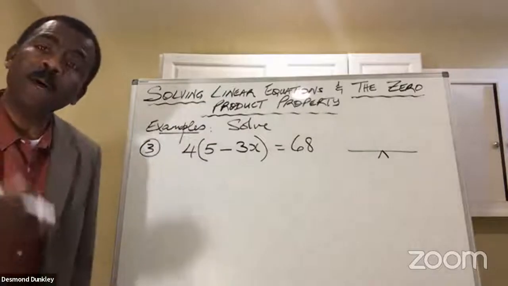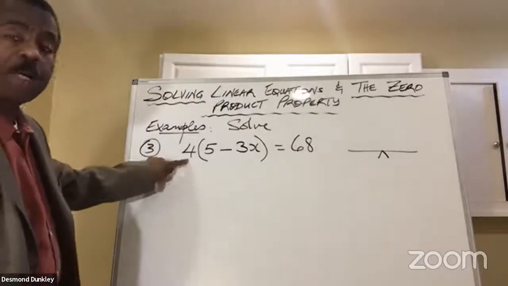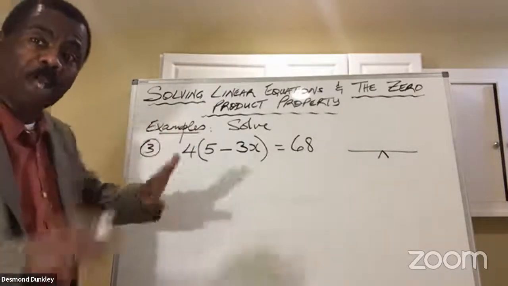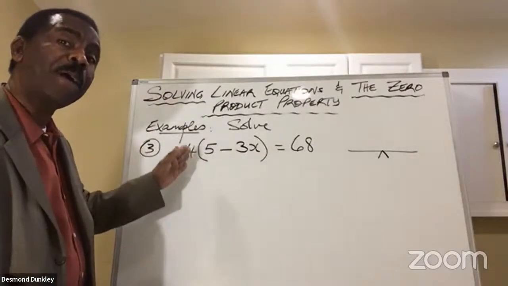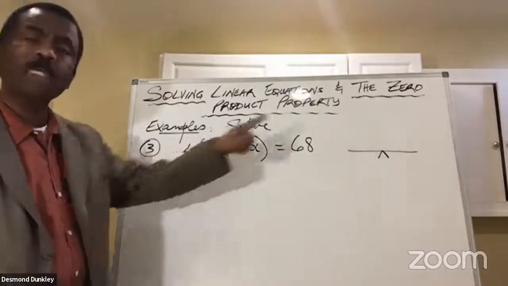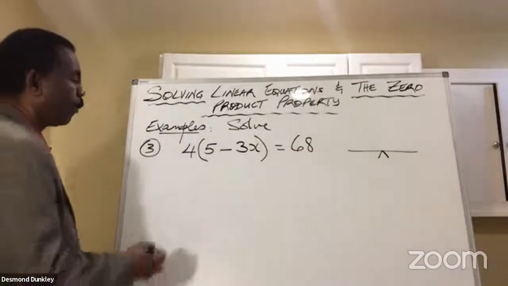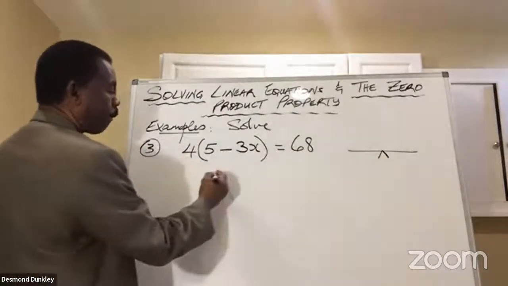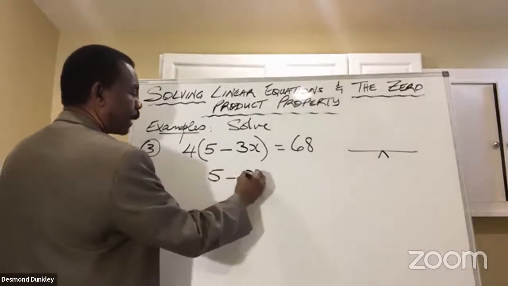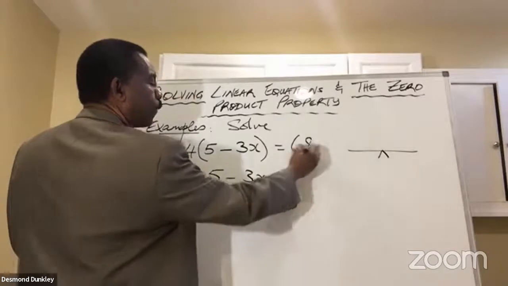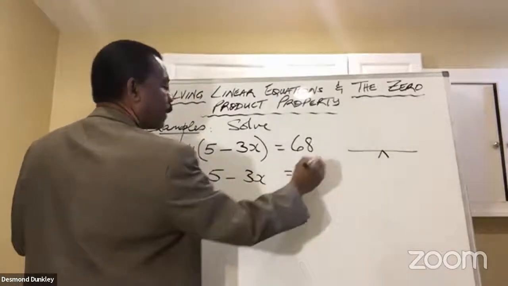What is the further away from x? The 4 is on the outside. It's outside looking in. So that's the one that's farthest away. So we divide both sides by 4. And what do we get? Divide this side by 4, we end up with 5 minus 3x equal to 4 into this gives me 17.